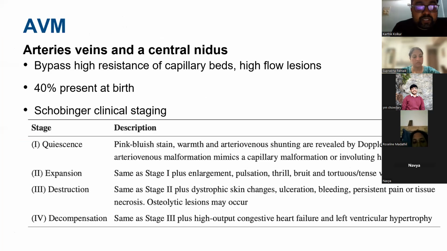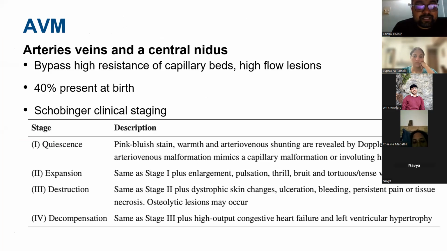So usually they are present 40% at birth, and there is a clinical staging called Schobinger clinical staging for classification of this AV malformation, which includes 4 stages. Stage 1 is the quiescent stage, where there is a pink bluish stain, warmth, and arteriovenous shunting, which is revealed by Doppler. Stage 2 is the expansion, which is the same as stage 1, but there is an enlargement. You can appreciate the pulsation, thrill, and bruit.